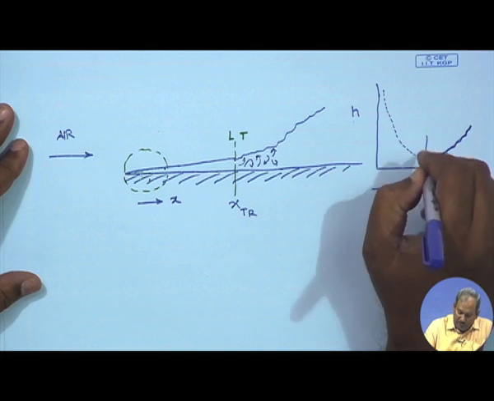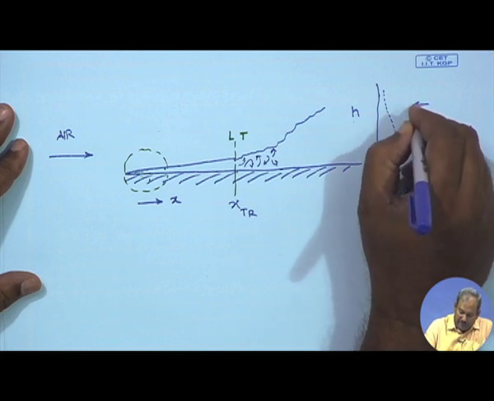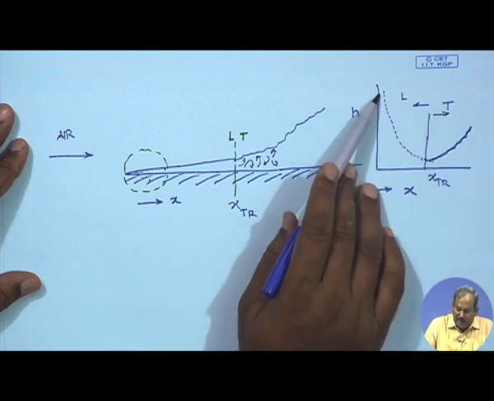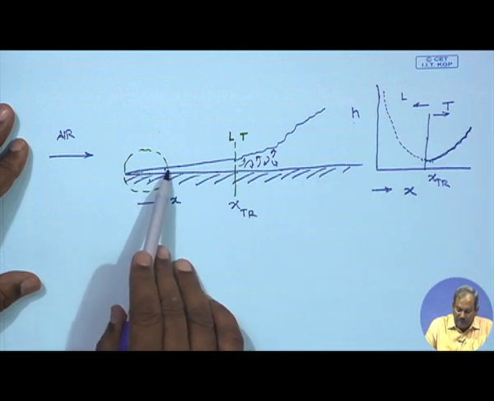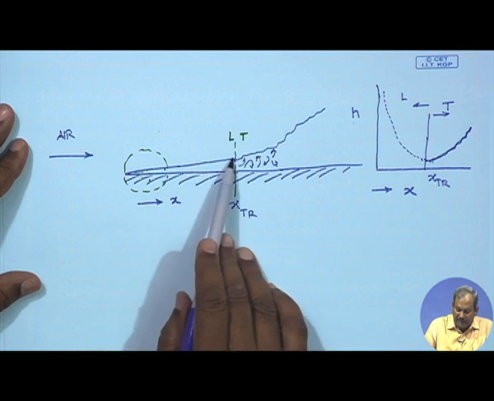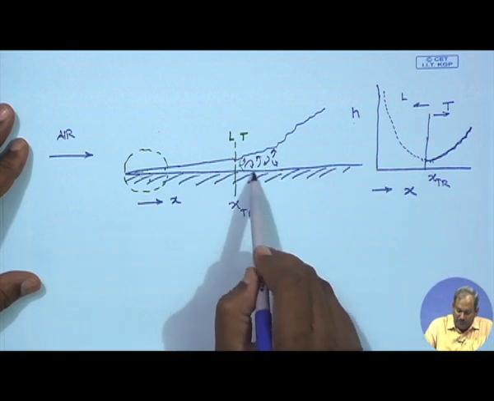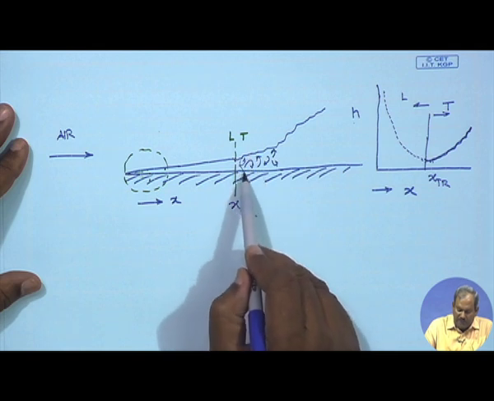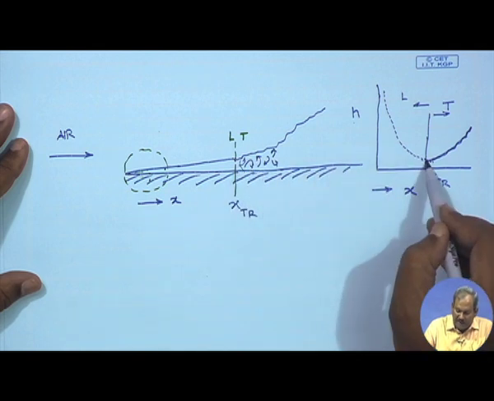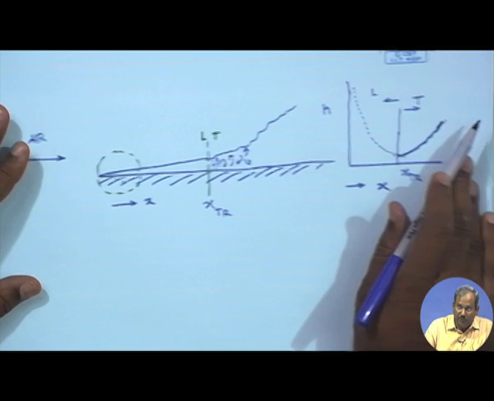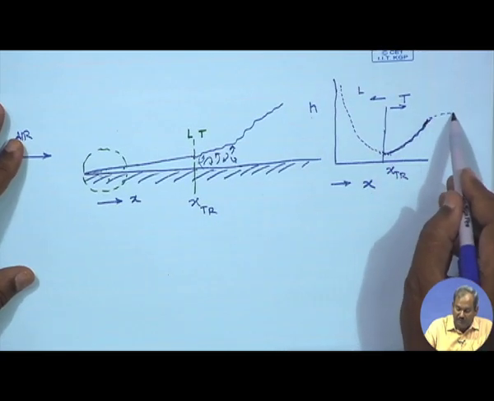Up to this point, what you have is laminar flow. Beyond this point is turbulent flow. In the laminar flow, the value of H decreases as the thickness increases, but at this point, since you have a lot of intermixing, heat transfer is enhanced, and the heat transfer coefficient starts to increase and reaches a plateau after that.